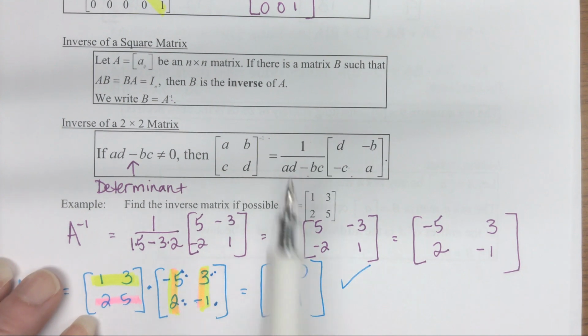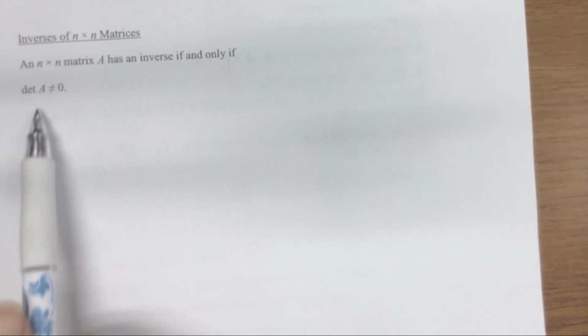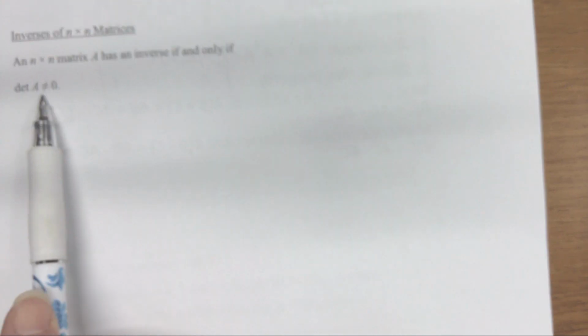No. Okay, so there are some inverses that do not exist, and the reason an inverse would not exist is if the determinant were 0. That's the only time an inverse does not exist. So that's really why you find the determinant, to determine if a matrix has an inverse or not.